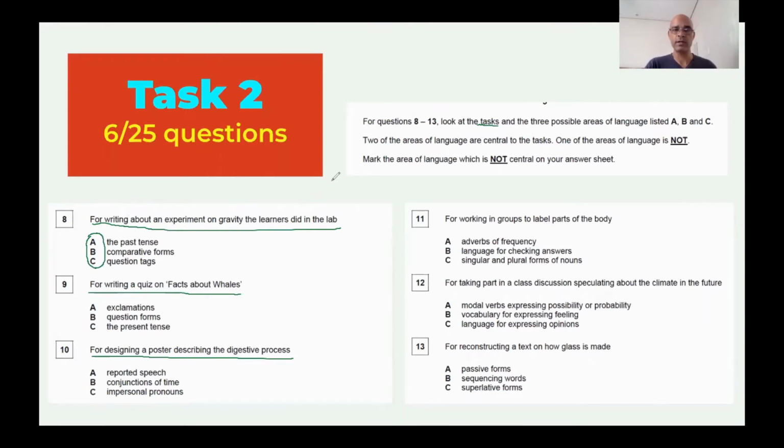Now let's continue with the instructions. 2 of the areas of language are central to the task. And one of the areas of language is not. Mark the one which is not central. So which one of those 3 areas are not related? So that's what we're looking for. Again, when we talk about the areas, we're talking about those 3 here, right? Which one of those 3 areas do not relate to this task? So let's see how this plays out in practice, in the real test.